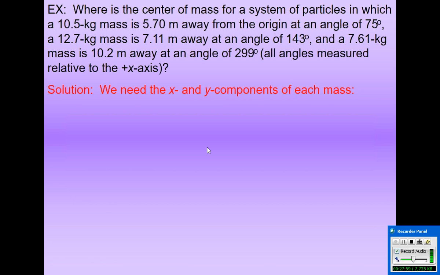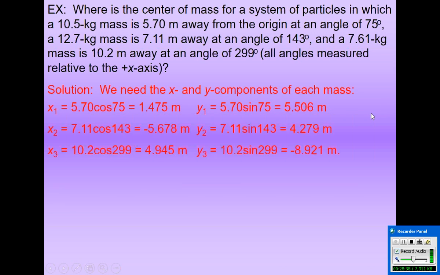Okay, we weren't given the x and the y components. What sort of stupid instructor doesn't give you the x and the y components? We got to calculate them. You know how to do this by now, I hope. Magnitude times the cosine gives you the x component. Magnitude times sine gives you the y component. And we do this for each of the three particles. And now we have x1, x2, and x3, and y1, y2, and y3.